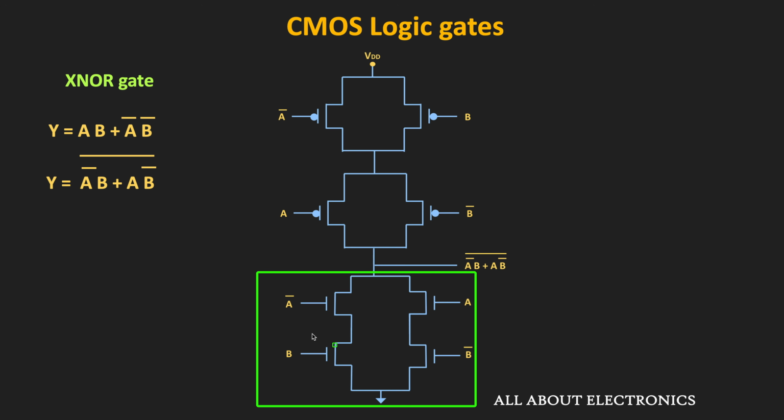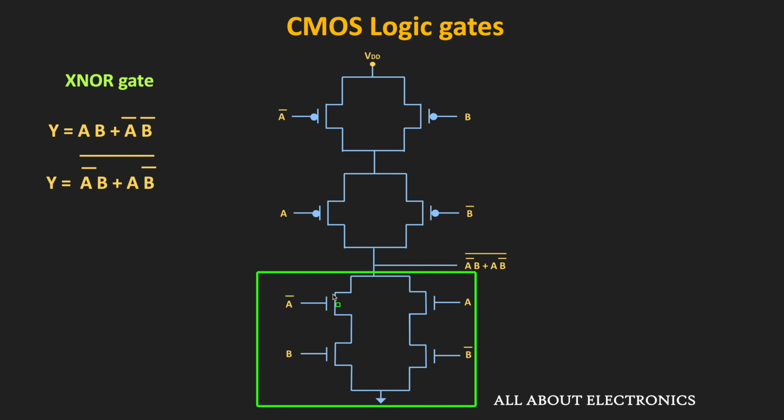So as you can see over here, this A bar and B are in the series connection, and similarly this A and B bar are also connected in the series connection. And since we have a plus sign between this A bar B and the A dot B bar, these two input combinations will get connected in the parallel connection. So basically this is the NMOS implementation for the given expression.